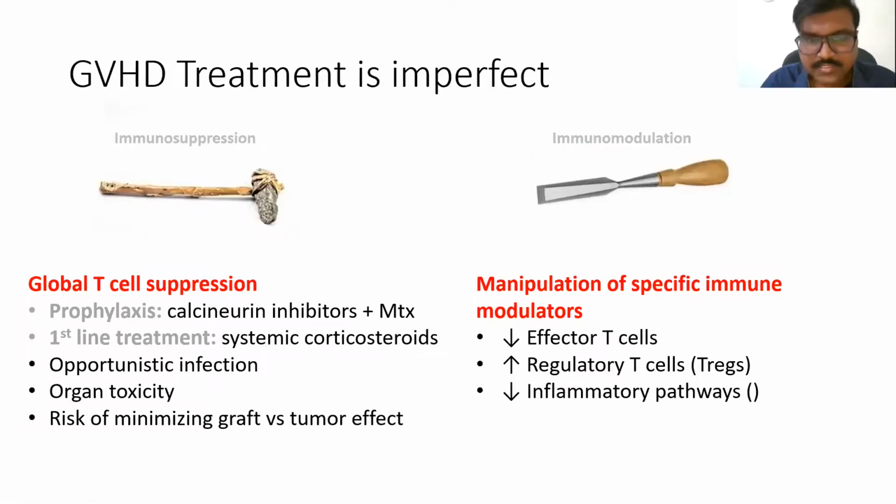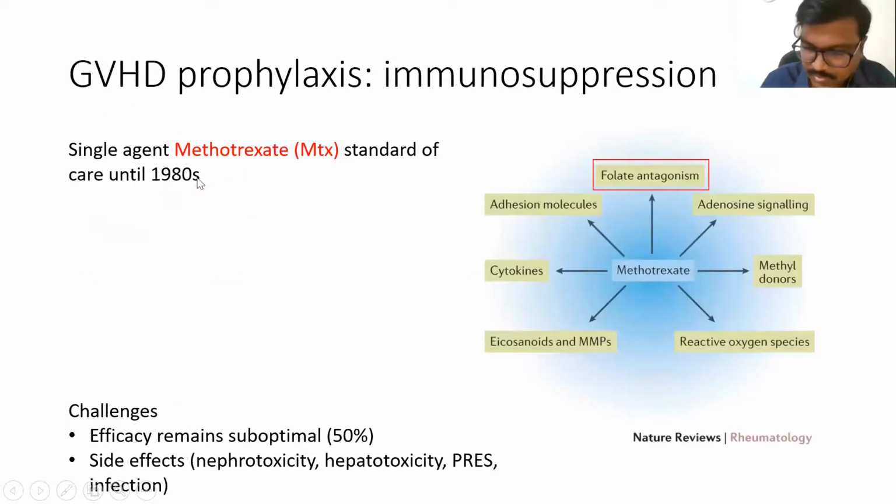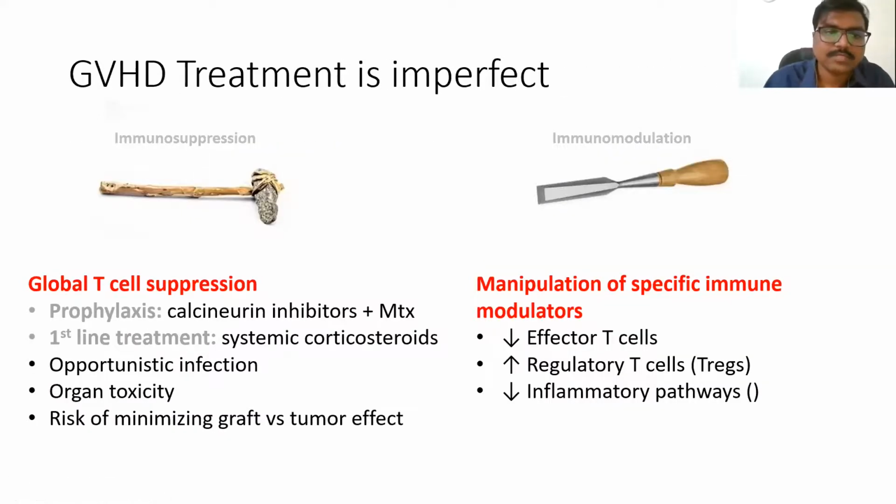So the GVHD treatment, because the donor T cells and immune mediated damage is the cause. So immunosuppression has been considered the cornerstone of treatment. However, when we globally suppress the T cells, that leads to a lot of problems with opportunistic infections, organ toxicity, and there is a chance that these T cells, which are supposed to mount a response against tumor cells also, so there is a risk of reducing the graft versus tumor effect also.